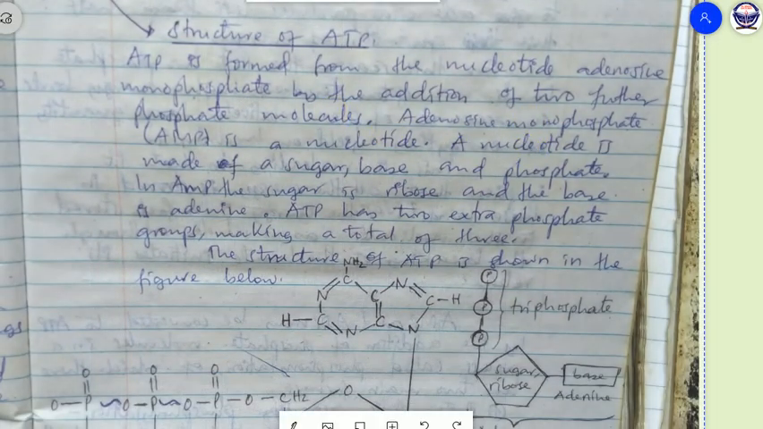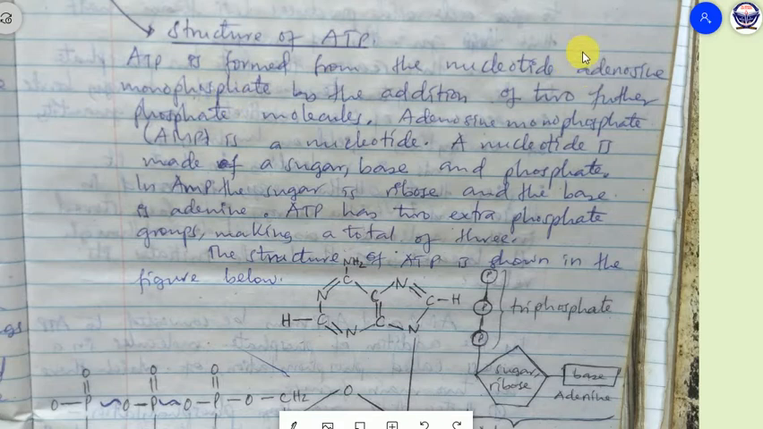Now let's discuss the structure of ATP. The terminology suggests ATP means adenosine triphosphate, so we have adenosine and then three phosphates. ATP is formed from the nucleotide adenosine monophosphate by addition of two further phosphate molecules. The nucleotide adenosine monophosphate is made up of adenosine and a monophosphate.